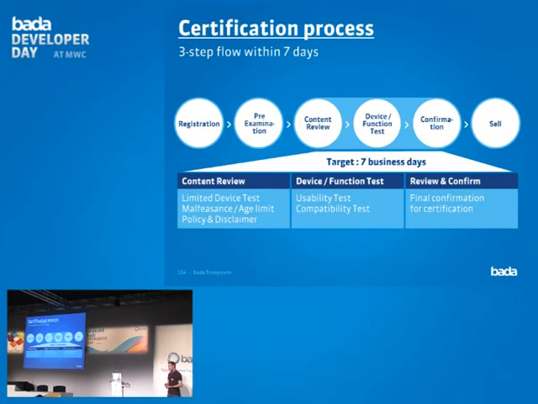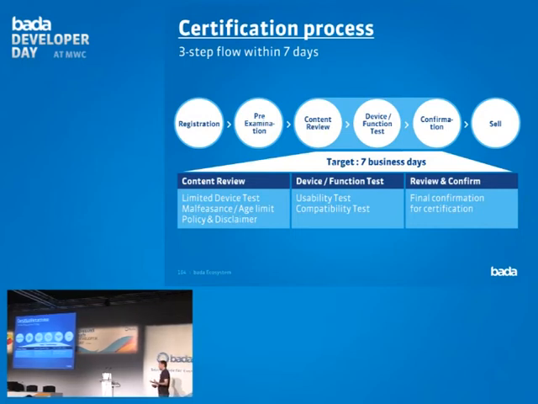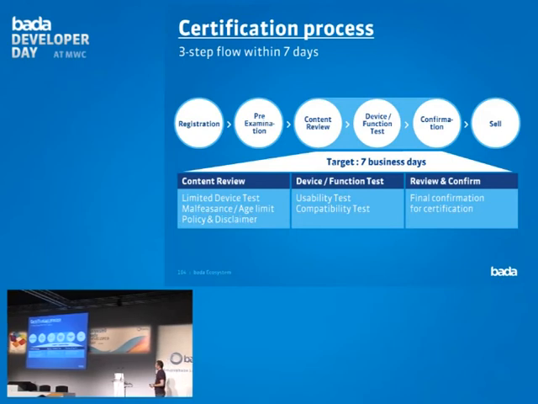detailed analysis and quality control of your application. That covers 3 basic steps. The first one is a content review, just to make sure that there are no copyrighted or prohibited contents used. The second type of test is a functional device test, so your application is deployed on a physical device and it's tested. And the third one is then a summary of the report and a confirmation back to the developer. So our target is to provide these 3 steps within 7 business days.